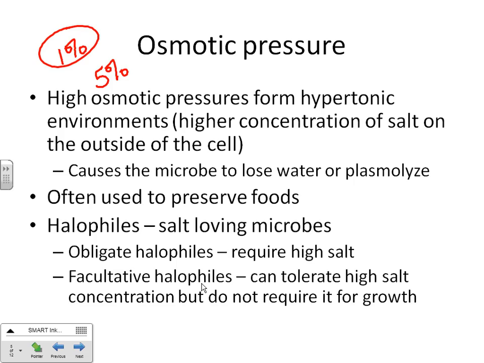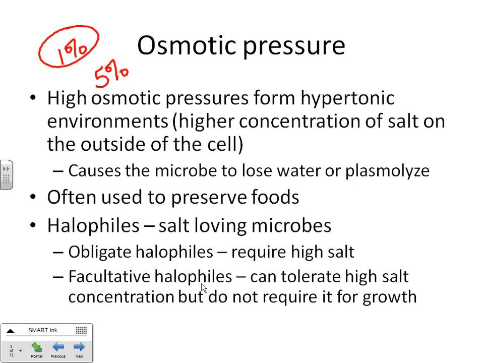The ones that are most likely to hurt us are the facultative halophiles. They can live either way. So they could be living on a piece of fish or a piece of meat that we're going to preserve with salt, growing perfectly fine without salt. And then we dump salt on it trying to preserve the meat. The facultative halophile is going to just say, oh, okay, salt, sounds good to me, and just keep growing regardless of how much salt you dump on it.